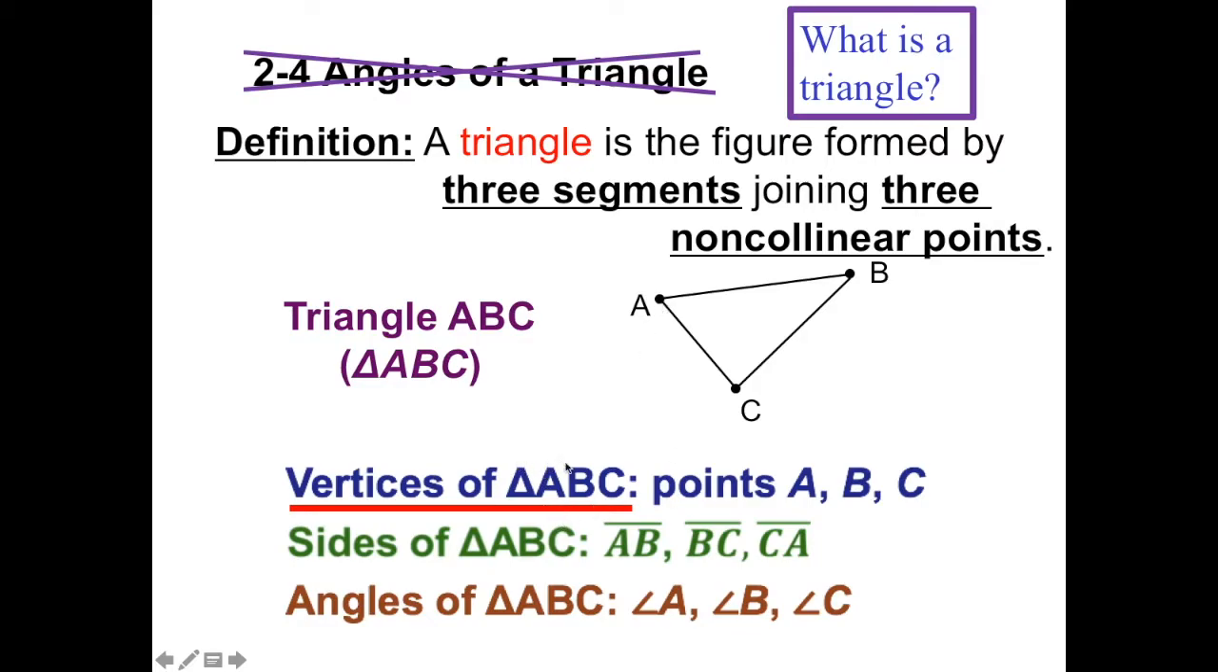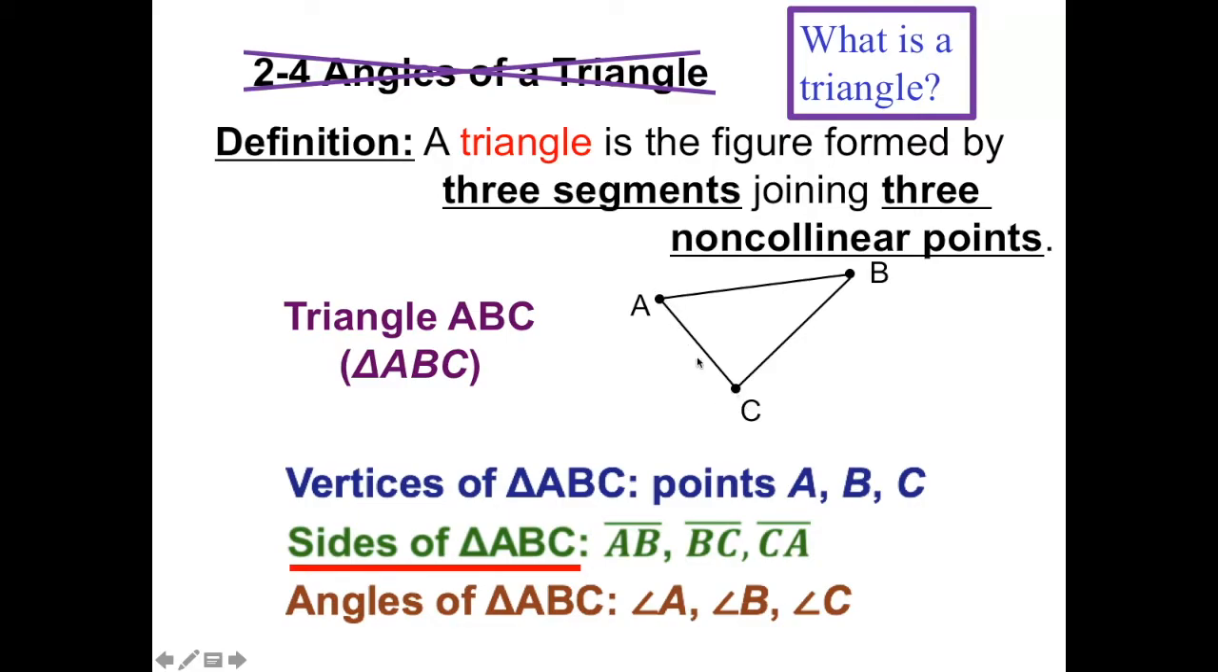And you can see here, triangle ABC, you name a triangle by its vertices. We would have a vertex at A, point B, and point C. And later on, those will also identify where the angles are, right? It's the vertex of the 3 angles. Each vertex of the 3 angles is a vertex of the triangle.